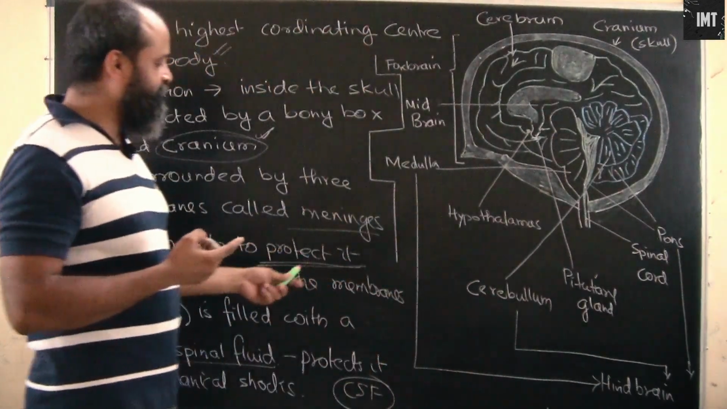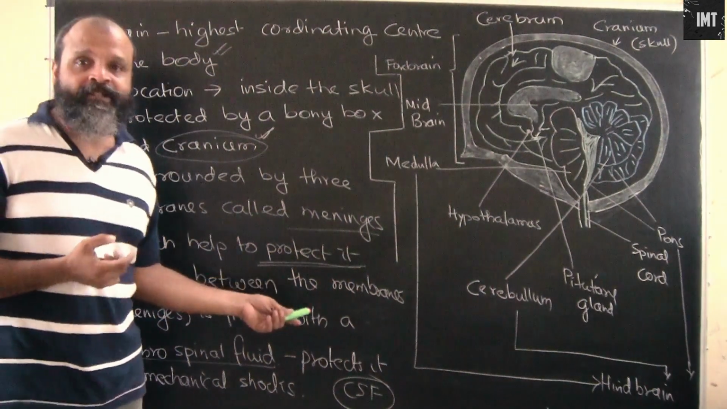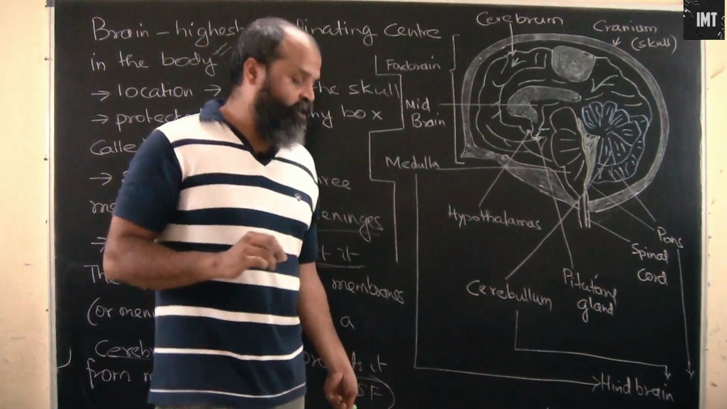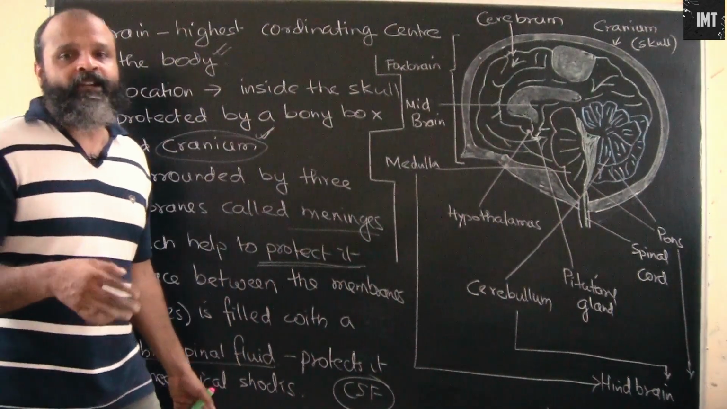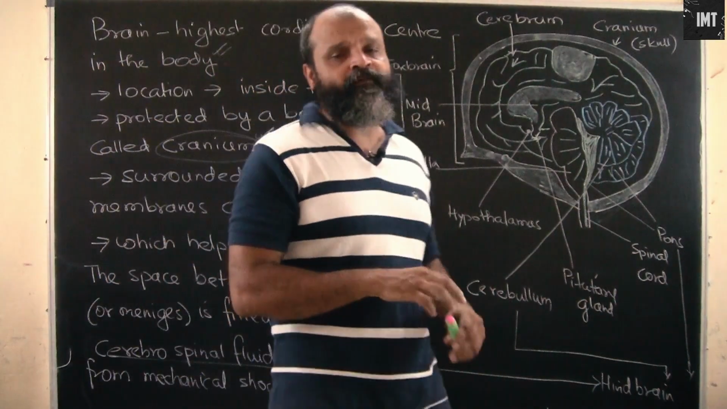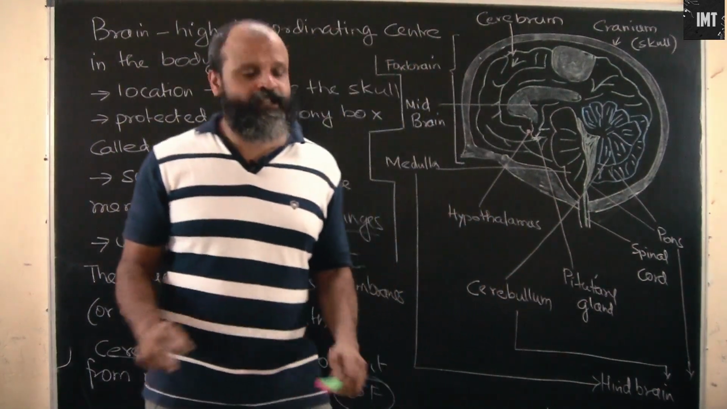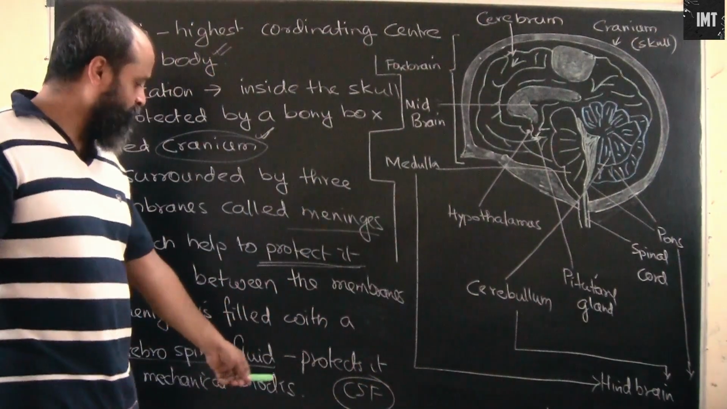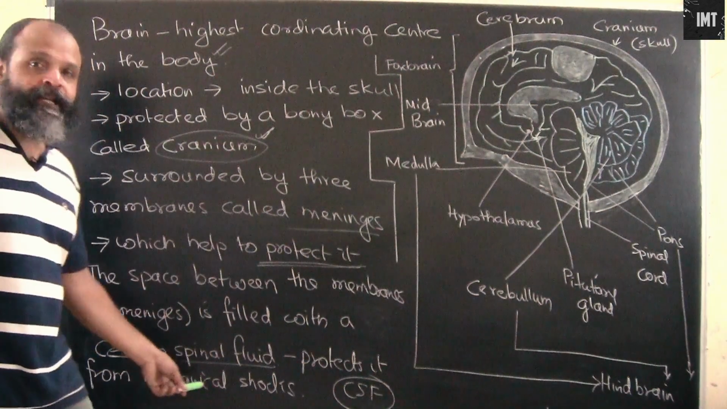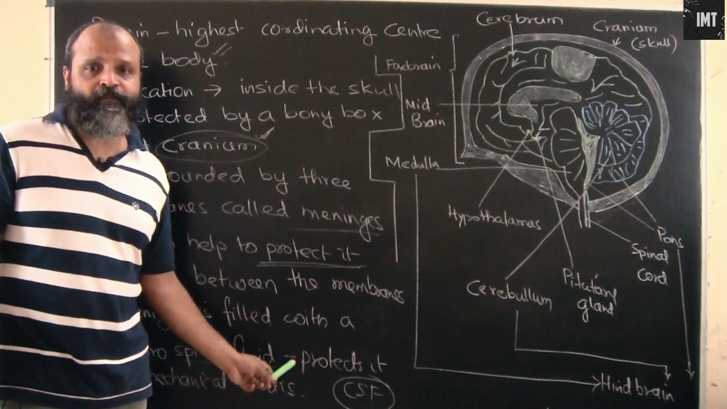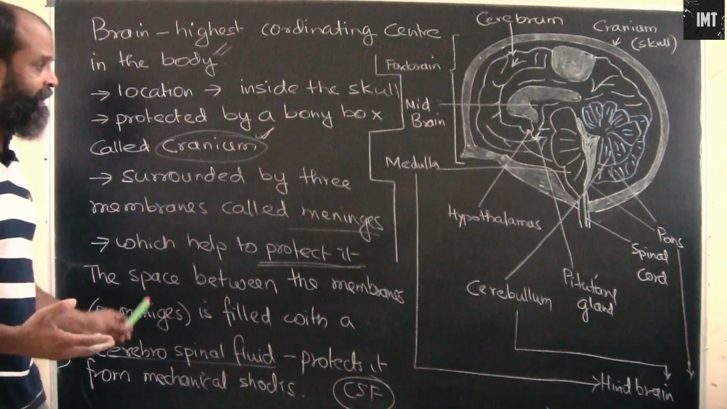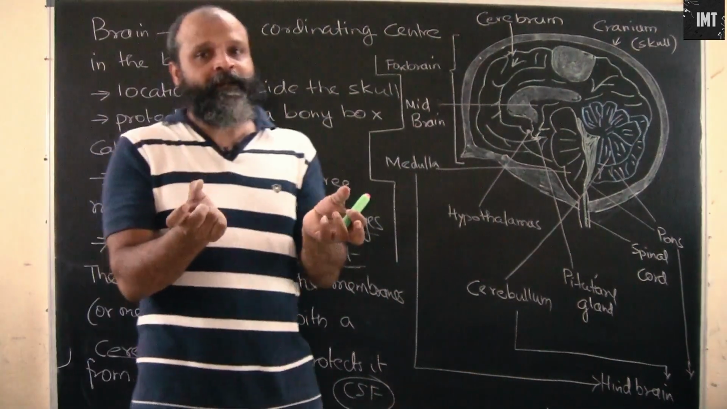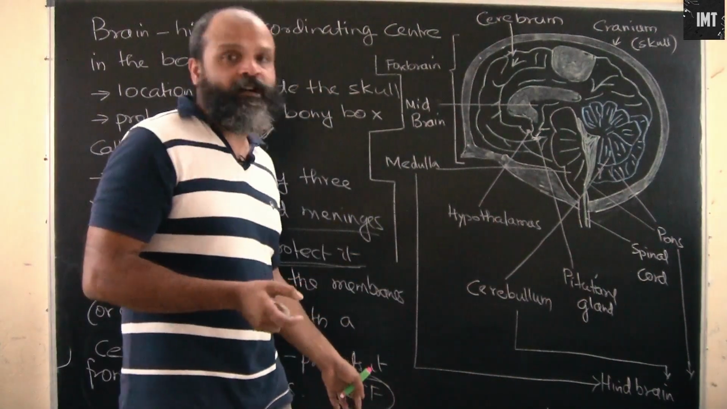In the same way, inside our head we have these meninges which are filled with cerebrospinal fluid. The short form is CSF. In your textbooks and reference books as well, it is mentioned as CSF, that is cerebrospinal fluid. It protects the brain from any kind of mechanical shocks that might happen. So it's like the cushion part of the helmet. Meninges is basically the cushion part of the helmet.